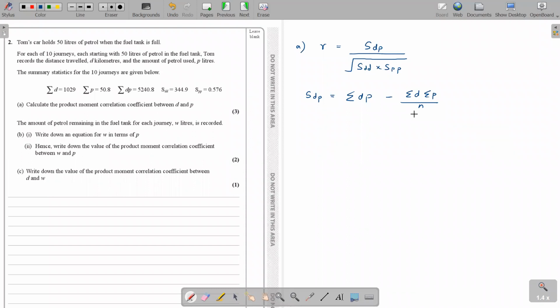Okay, so then let's input the values here. Sigma DP is 5240.8, it's given. Minus sigma D is 1029 into sigma P is 50.8. Divide by n, which is 10. Can I know the value here? The exact value is 13.4, right? Check the answer.